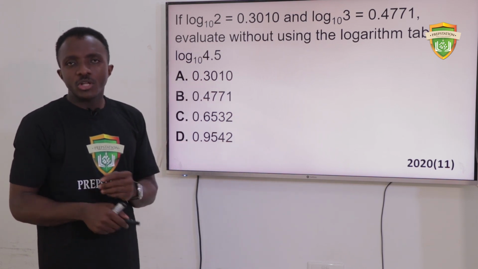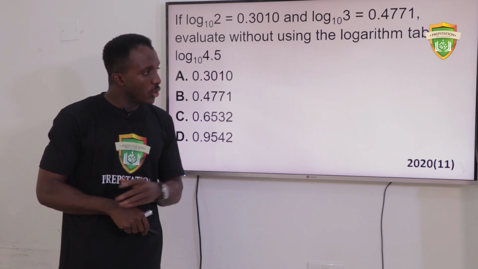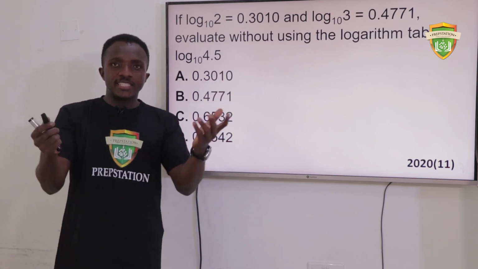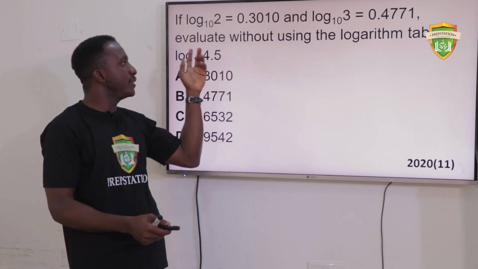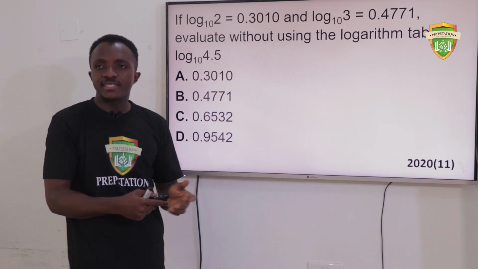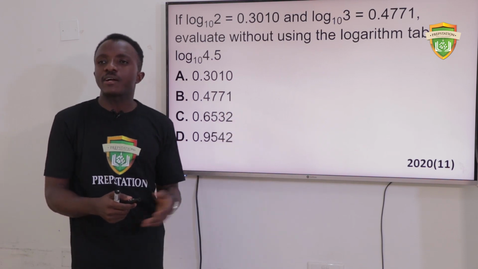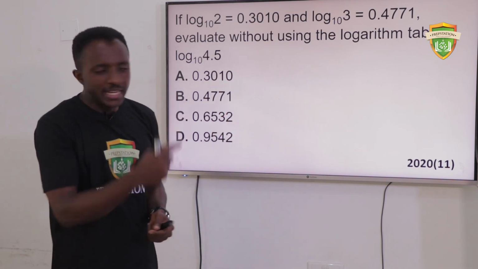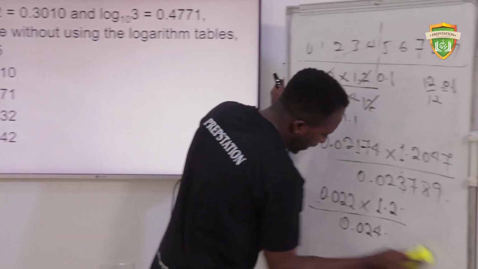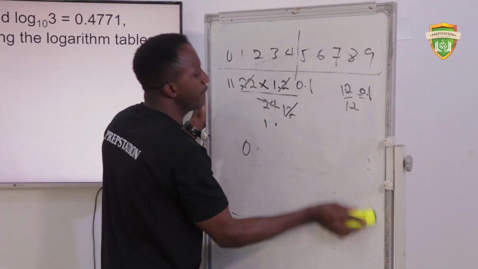Now JAMB is not WAEC, and so with your scientific calculator, you don't need to do all of this. Just punch this into your calculator, you get the answer. But because you don't have that kind of calculator in JAMB, you are required to solve a question like this. Now let me show you how to solve this kind of question. Very, very simple.